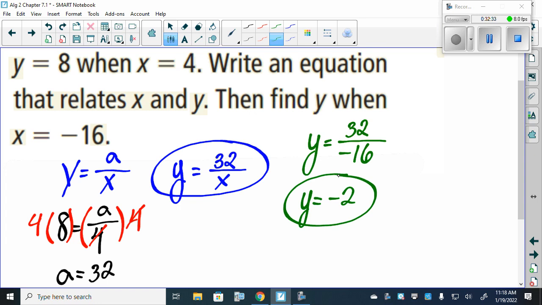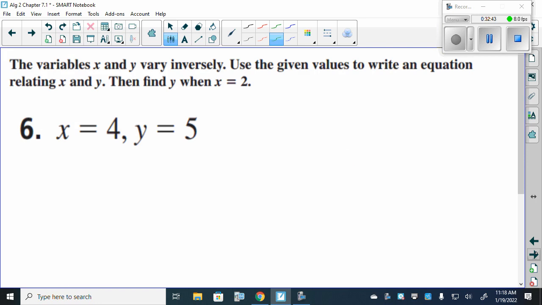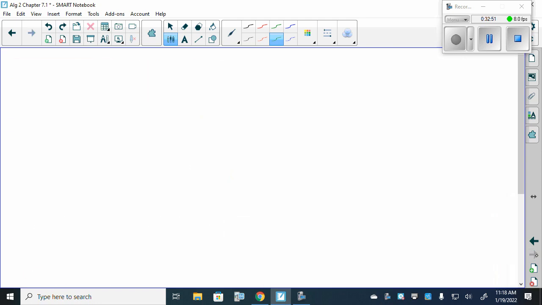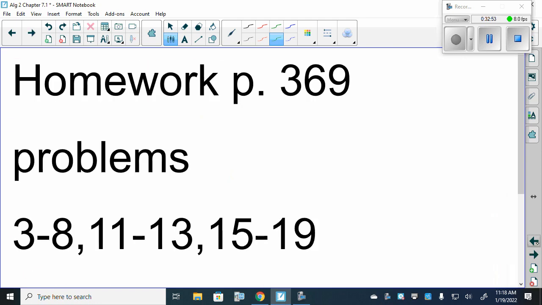Any questions on this here? Do you feel comfortable with these here? Do you all need to see another example of one of these? If you all feel comfortable with these here, we are finished with 7.1. And that's all we're going to be doing for today.